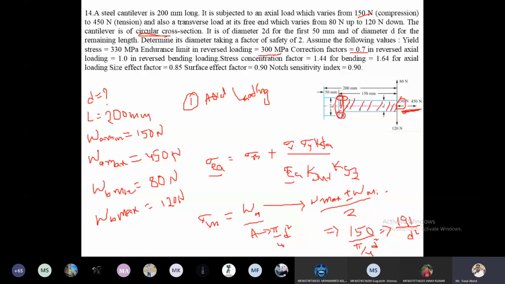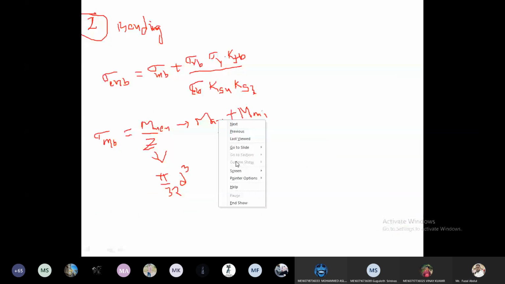So maximum bending moment I am writing here: maximum bending moment is maximum load into 150. How much is the maximum load here?